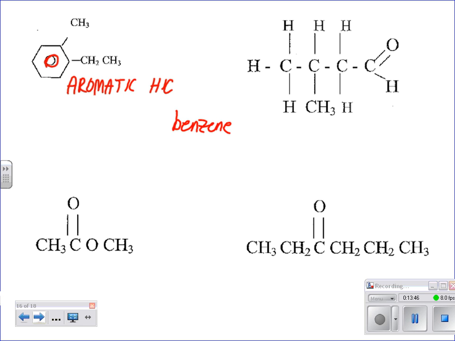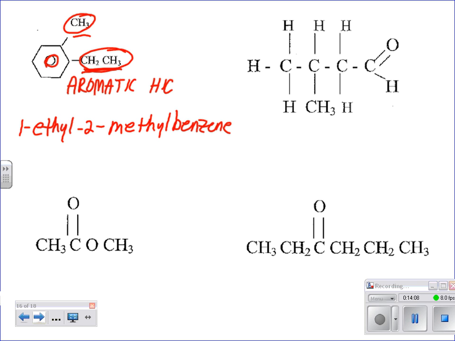Well, we've also got a methyl and an ethyl. We have to alphabetize. One of those needs to be a 1, one needs to be a 2. Since we're going to alphabetize and put our ethyl first before our methyl, may as well make that a number 1. So it's going to be a 1-ethyl dash 2-methyl benzene.